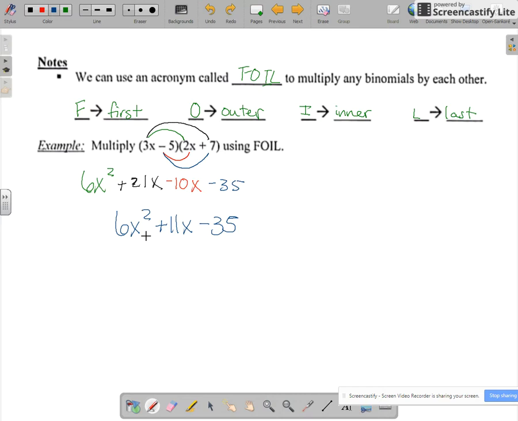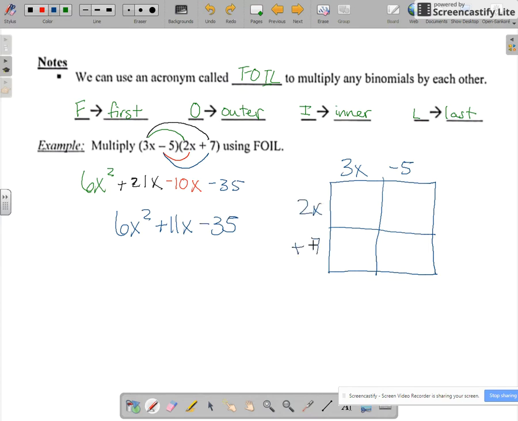If this multiplying first, outer, inner, last thing confuses you, there's also something called the box method. Make a large box and divide it into 4 sections, with one line each way, making it look like a window. We then write one of our binomials on top, so 3x and minus 5. And then we write our other binomial along the side, so 2x plus 7.